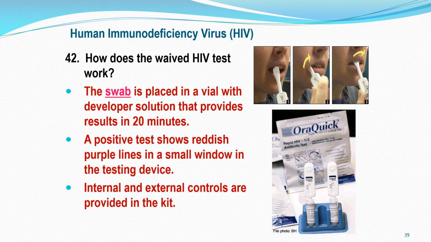So you swab it, you take that swab, place it in a vial with a developer solution, start your timer immediately, and immediately read your results at 20 minutes. And you always want to make sure your external controls have been run and they were accepted and logged, and your internal controls work with each kit.